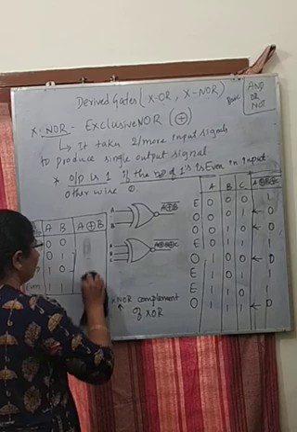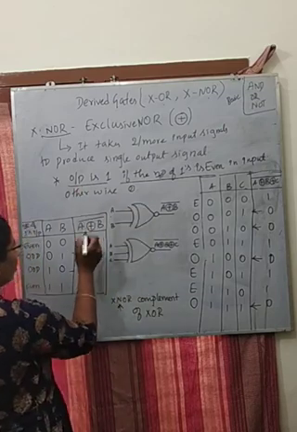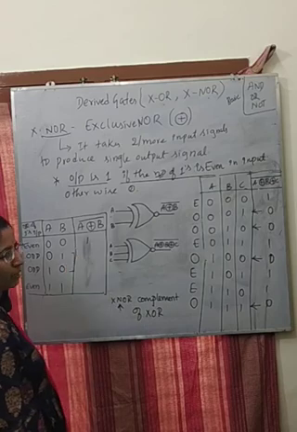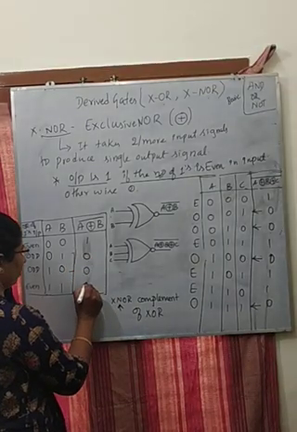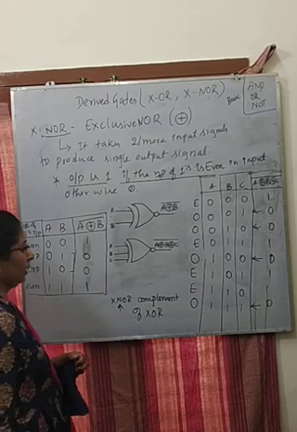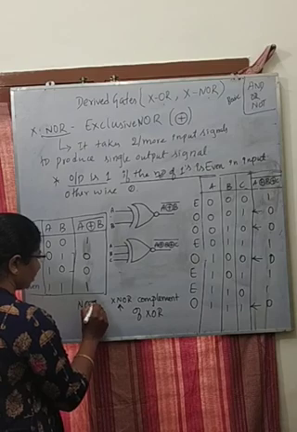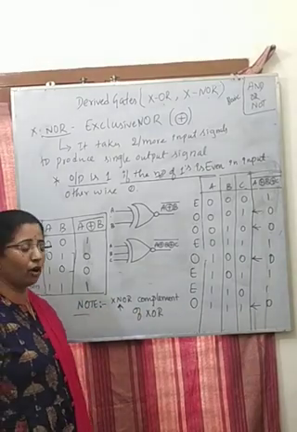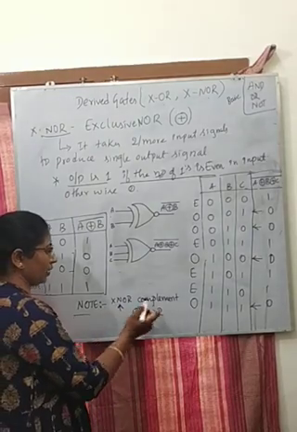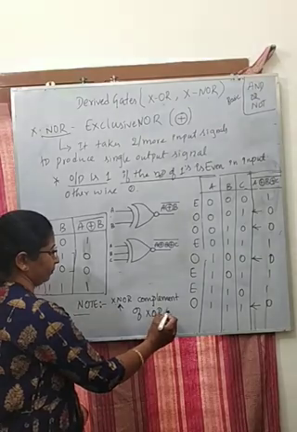See, just now I mentioned the result. Output is 1 if an even number of ones are there. If it is odd, it is 0. Note, XNOR gate is the complement of XOR gate.